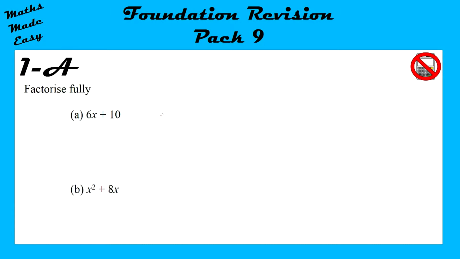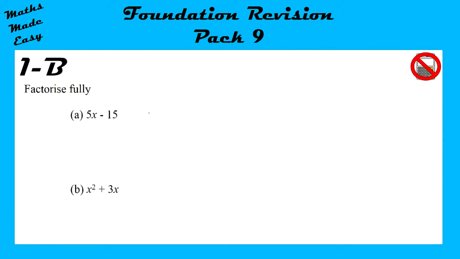Question 1a. So in this one, to factorise it, there are only numerical factors, so I'm going to take out a common factor of 2. That's going to leave me inside the bracket 3x plus 5. Down on part B, I'm going to take out a letter as the factor, so I'm going to take out the factor of x, and that's going to leave me with x plus 8.